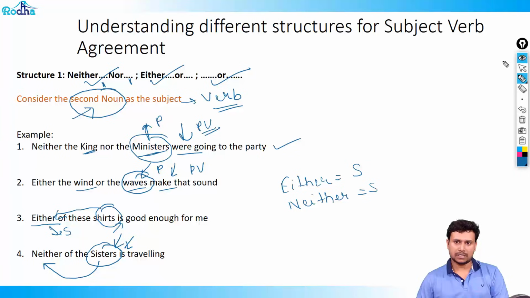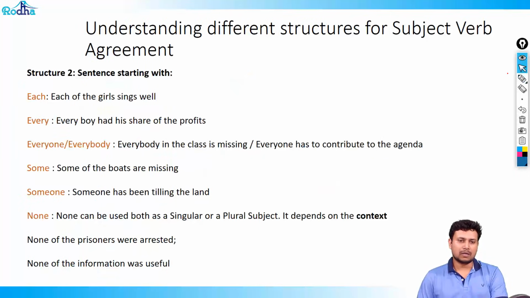Let's move on to the next topic. Now, let's look at the second structure. The second structure basically has sentences which start with one of these types. Look at the first one, each. When you have a sentence starting with each, it always acts as singular. So, when you say each of the girls sings well.